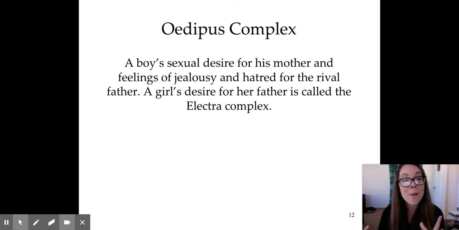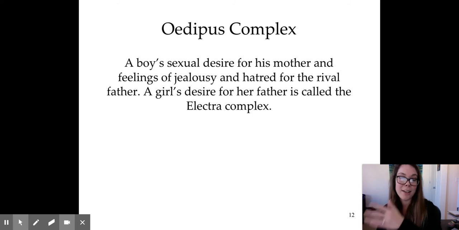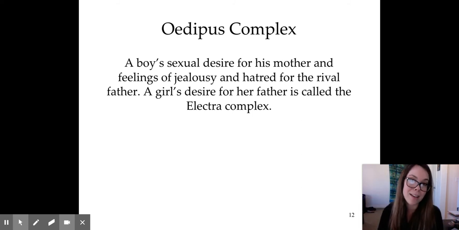So on top of Freud being extremely creepy on his childhood development stages, he also came up with this. He believed in a boy's sexual desire for his mother and the feelings of jealousy and hatred for the rival father. So essentially, boys are jealous of their father because they have their mother's attention. And on the other side, for the girls' end, it's called the Electra complex. So if you've ever heard of mama's boy and daddy's girl, it's okay to be called those, but I'm just saying it had a sketchy past.